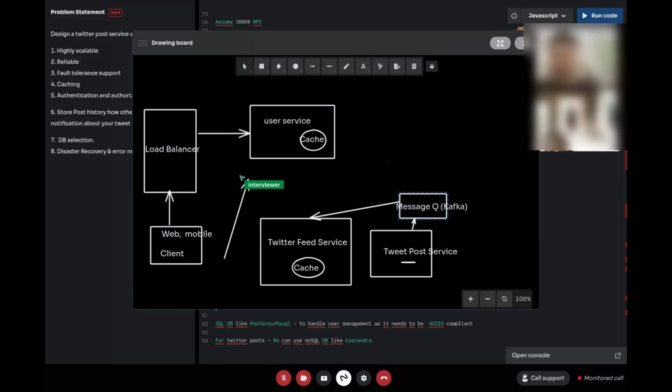So coming to that, let me just explain what I have drawn here. Clients could be from web or mobile, mostly these two. Are you able to see my screen, the whiteboard? Yes. So we will have a load balancer. This can be a network load balancer or an application level load balancer. In AWS terms, we call it ELB. It can be an NLB, a combination of NLB plus ELB, or just ELB.